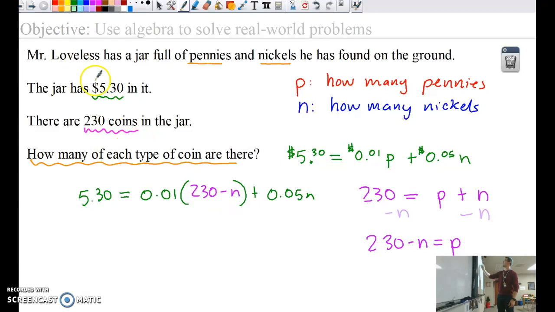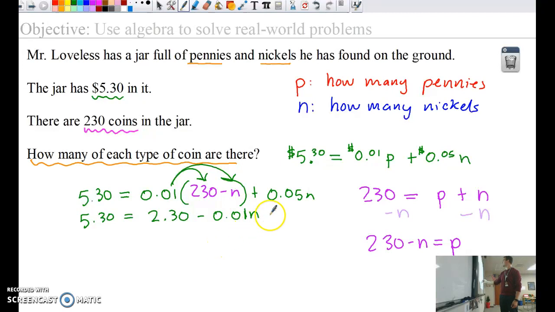Now, I need to distribute out the 0.01 times the 230 and times the N. So I have 530 cents, or $5.30. 0.01 times 230 is 2.30 minus 0.01 N. Don't forget to distribute to that other one, the negative N, plus 0.05 N.